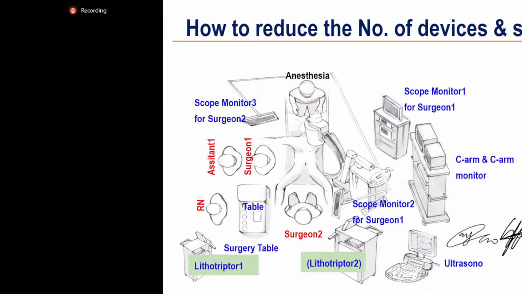Technology enables us to make our operating room compact and efficient as well. And it will happen if a combined approach is necessary to improve our surgical outcomes and efficiency. Two lithotripters with different type machines can enter into our operating room. C-arm, ultrasonography or monitors can be merged into a more efficient device, such as portable ultrasonography or a smart glass system.